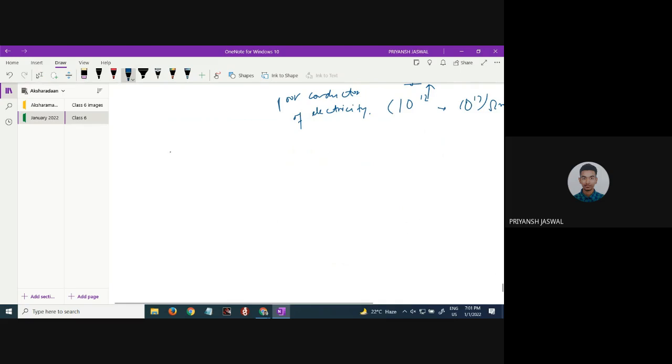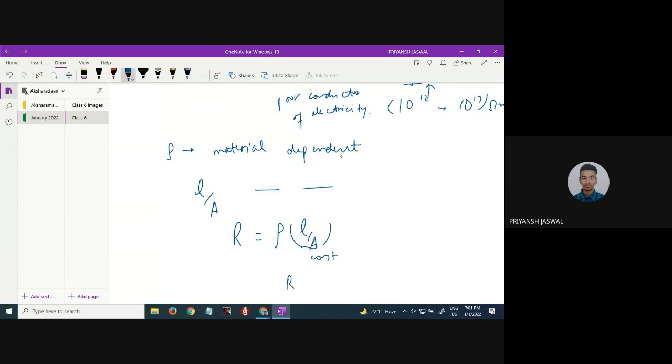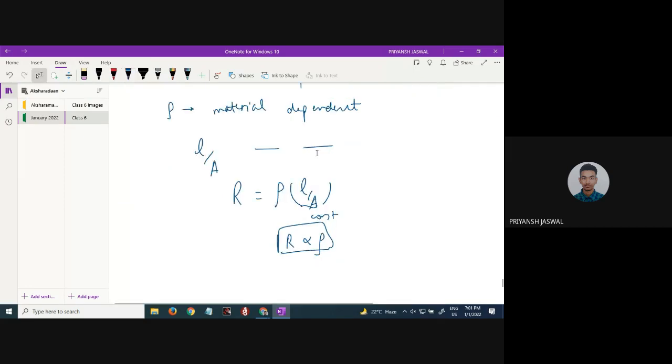So we see that for rho, that is electrical resistivity, it is material dependent. So for given length and area of cross section for two components, say we have two identical wires, then L by A will be constant. So this is constant. In case this is constant, R is proportional to rho, that is resistivity. So if we have rho is material dependent, then resistance is also material dependent for identical components.